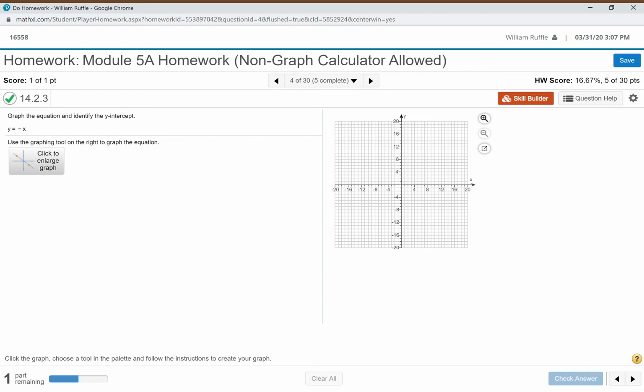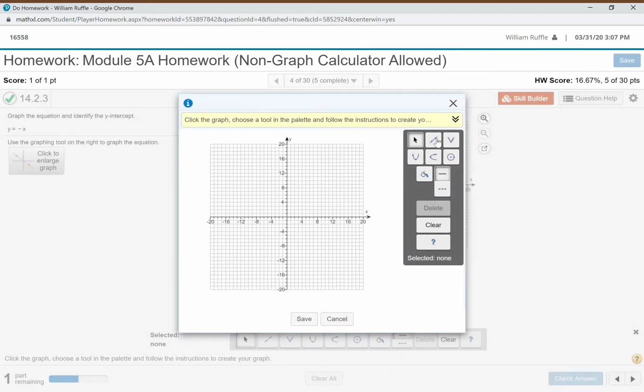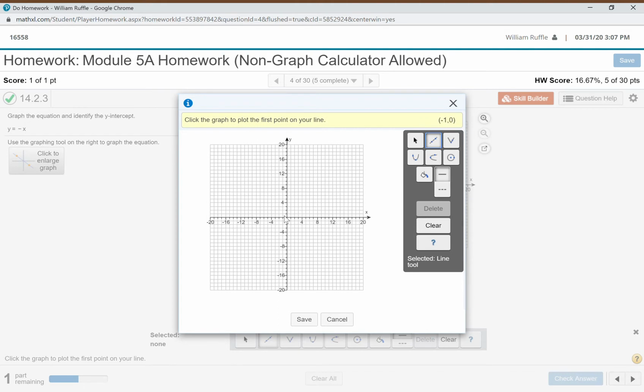Okay, I'm going to try to show you how to use the graphing tool for Unit 5. So the first thing we'll do is y equals negative x. That is the same question as from the notes. So what I need to do is make it a little bigger, and then I want to use the graphing tool here. And then I want to plot 0, 0, and 1, negative 1.